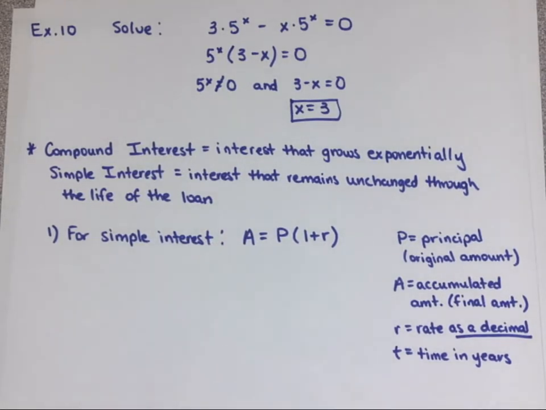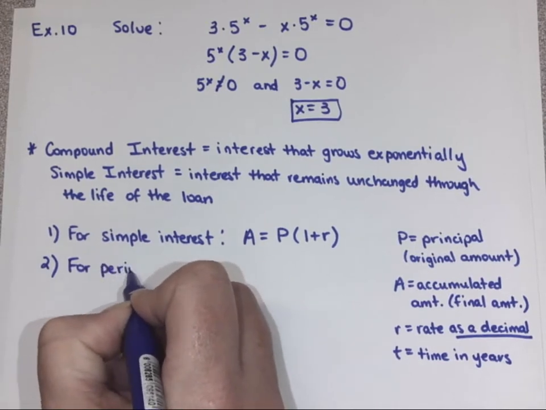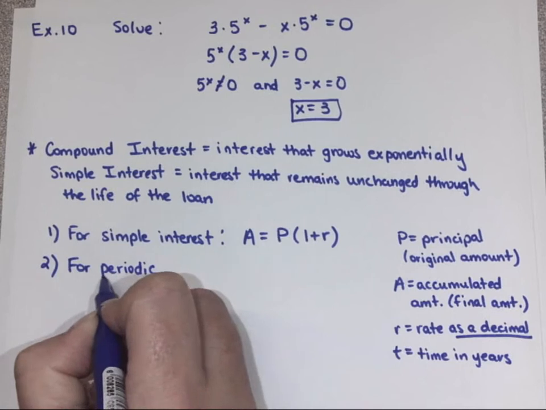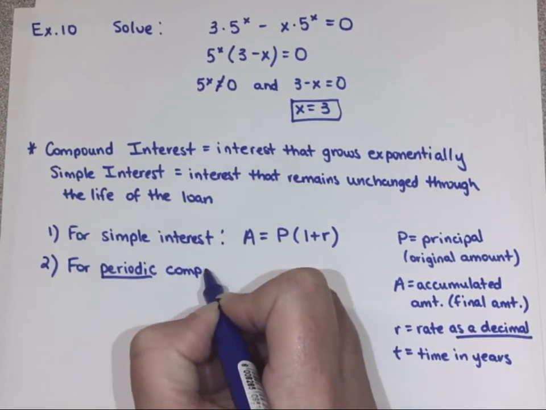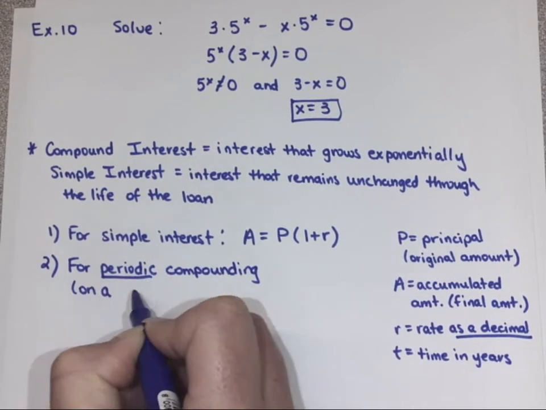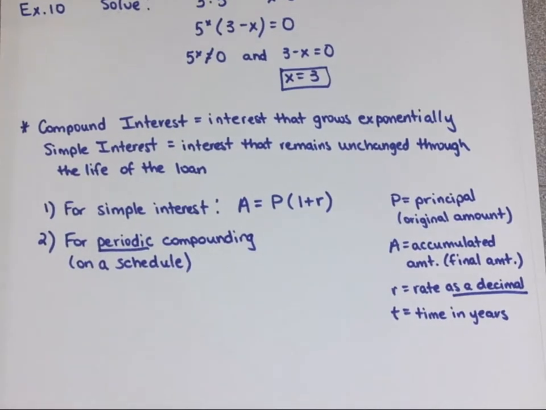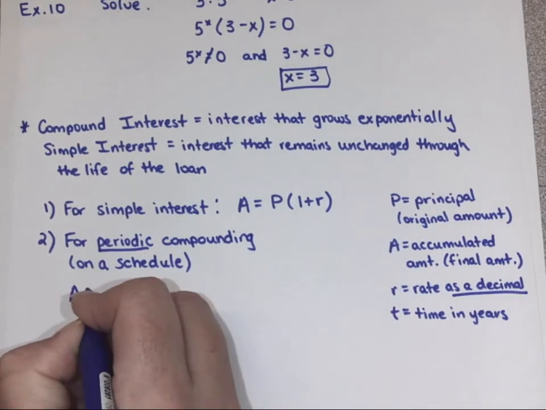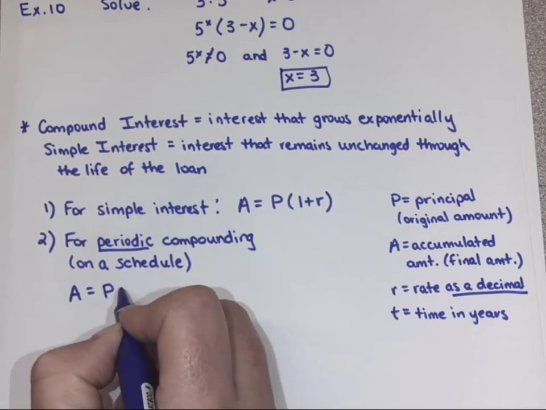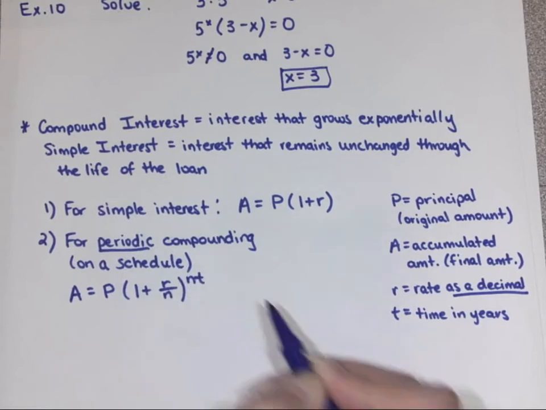Okay, so we're going to adjust this simple interest formula in a minute, but I want to talk about compound interest. So there's two types of compound interest, and we're going to talk about the differences between them, so just write this down for now. For periodic compounding, periodic just means on a certain schedule. So periodic might mean yearly, it might mean monthly, it might mean weekly. But any sort of schedule is going to look like this. The formula is A equals P times 1 plus R over N to the NT power.